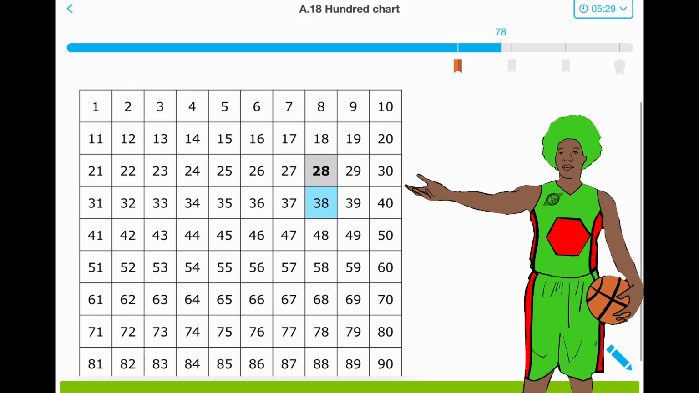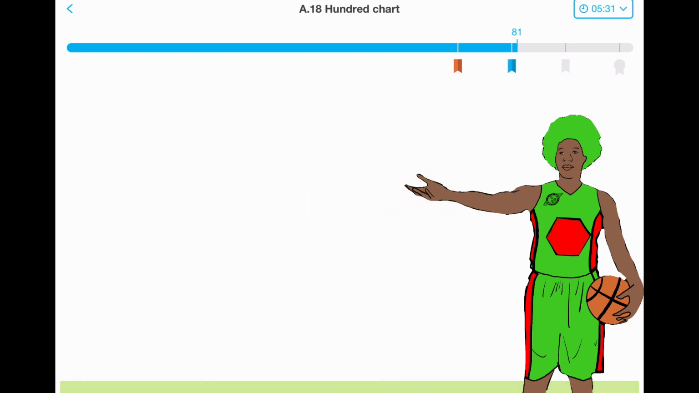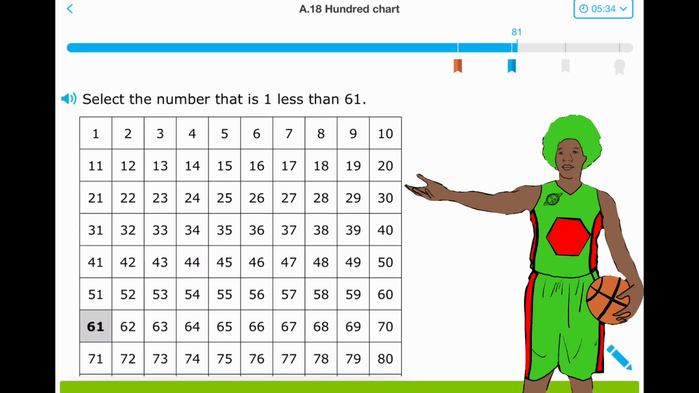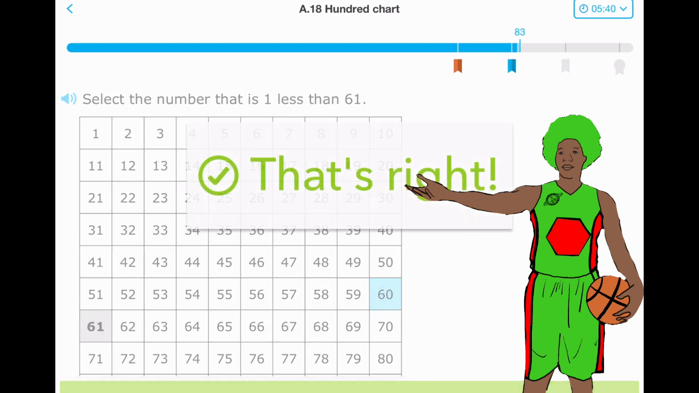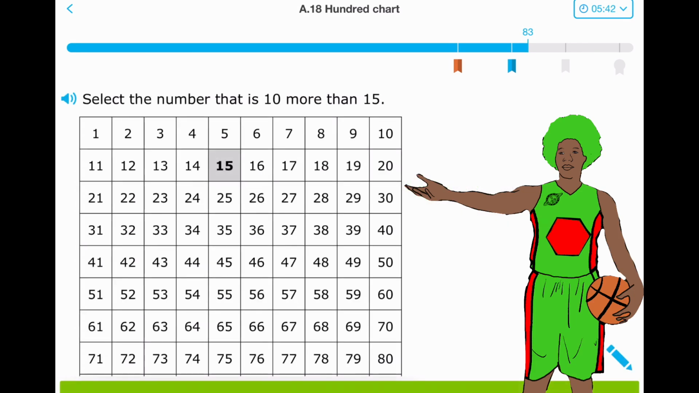I'm going to speed up. 38. Select the number that is 1 less than 60. 61. 1 less than 61 is 60, I mean. See, I'm going too fast now. My mind is skipping the steps.